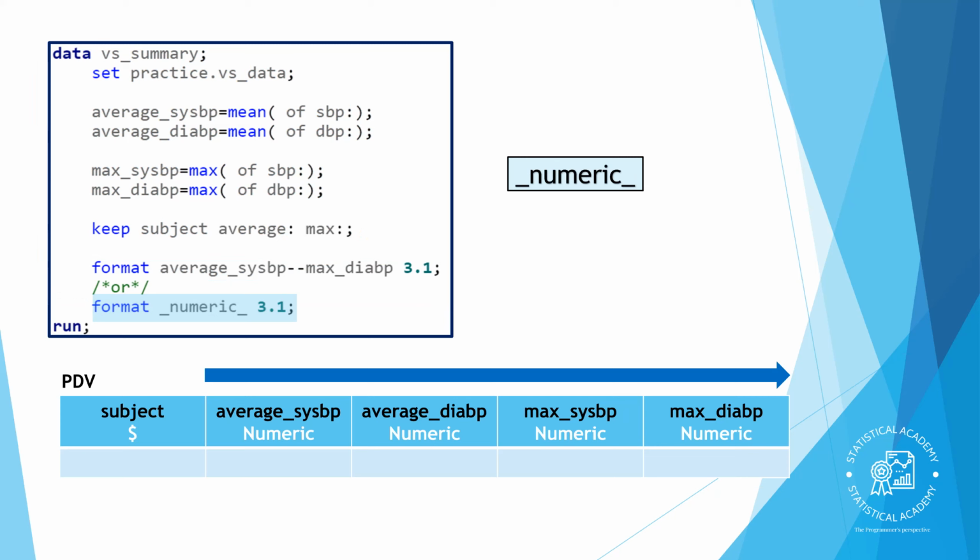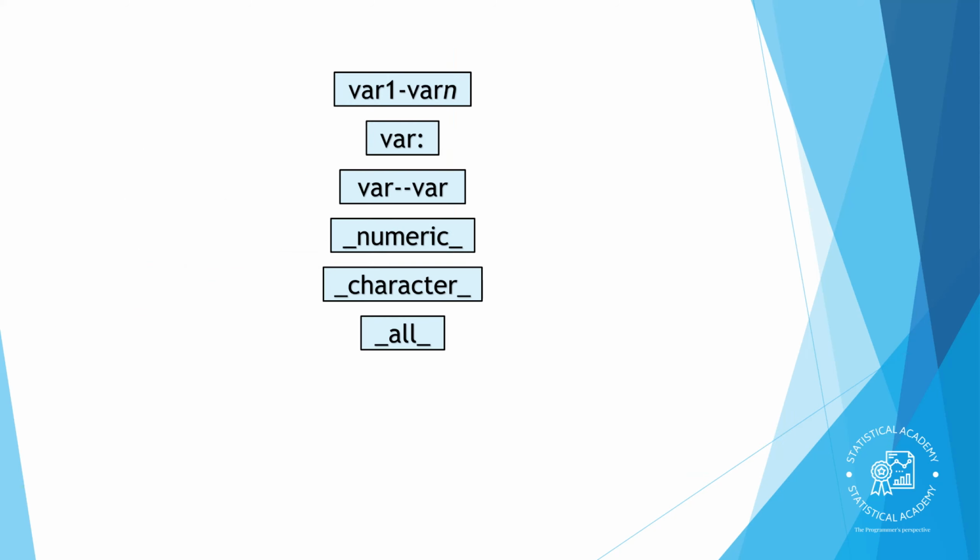You can also use keywords to specify a group of variables. In this code, the keyword _numeric_ formats all numeric variables in the dataset with the 3.1 format. The keywords _character_ and _all_ are also available to group variables.